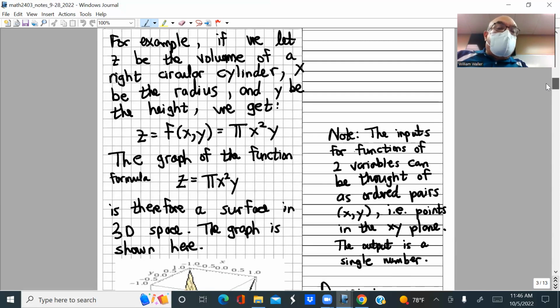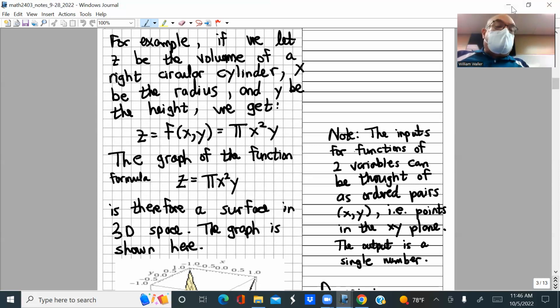All right, so here you have an example of, again, a function. This is a function because you've got your 2 inputs determining your output. So this is an example of a function.